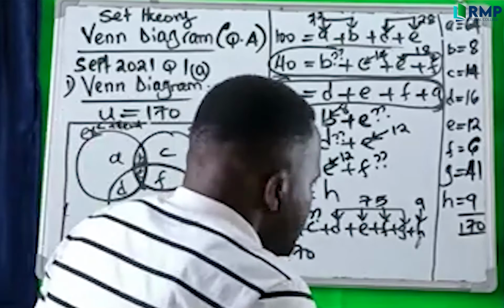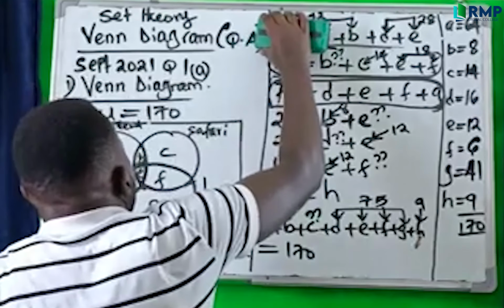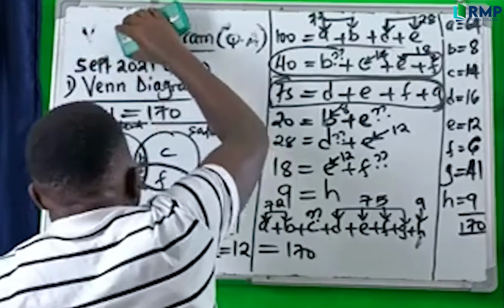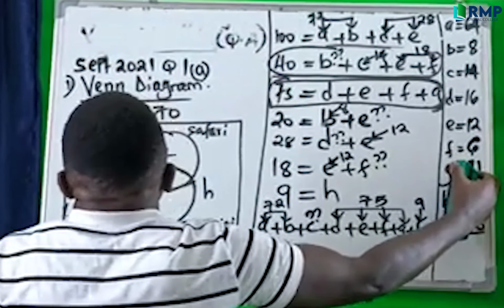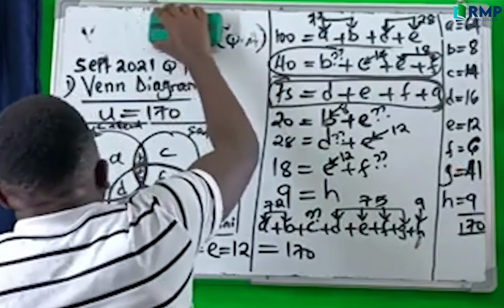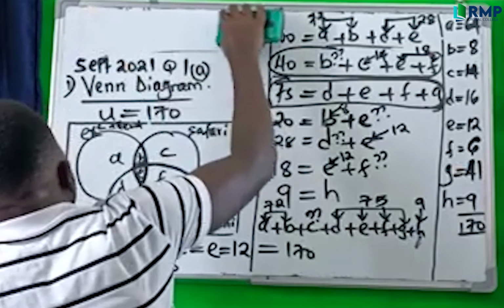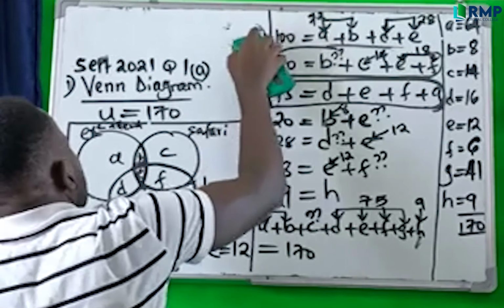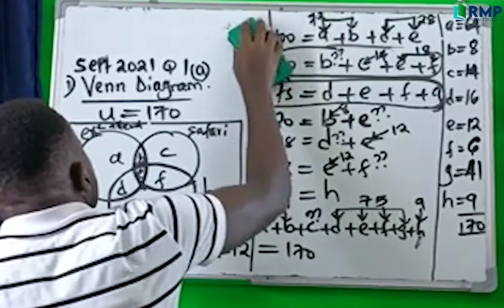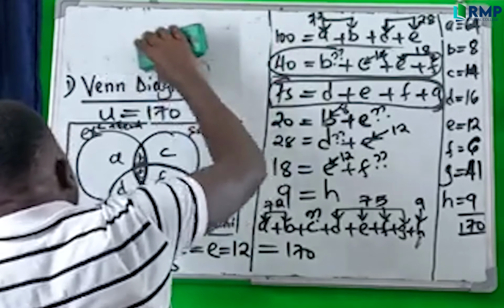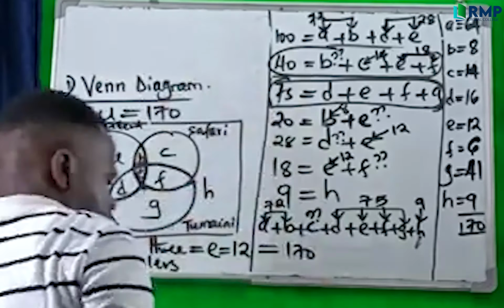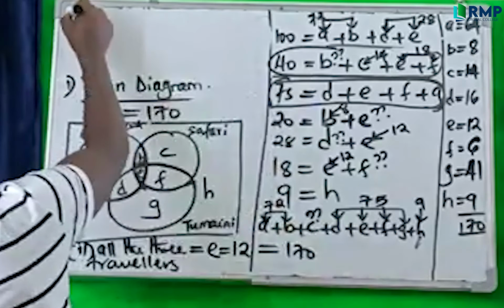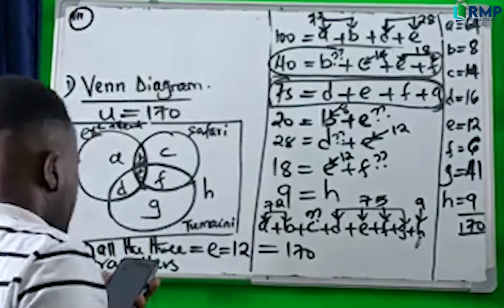So can I get Roman 3? Let me rub this part here so that I do my Roman 3. I want to do my Roman 3 here. The space here is not good enough. All right, Roman 3. I'll do it there.